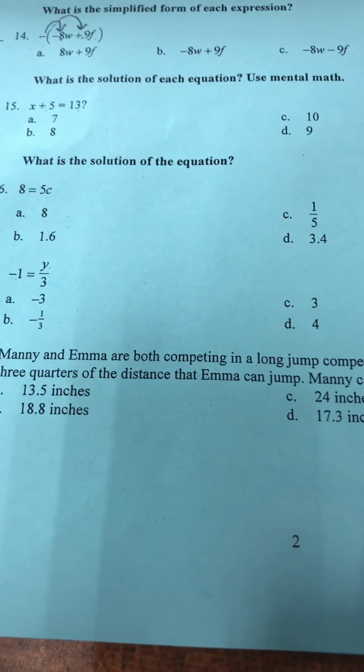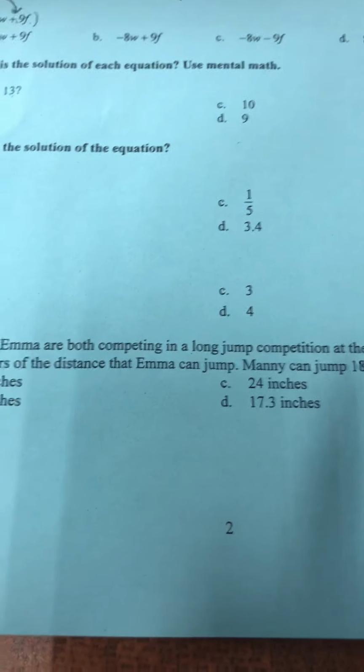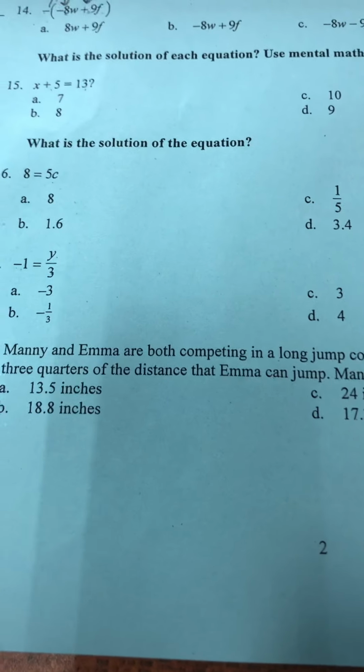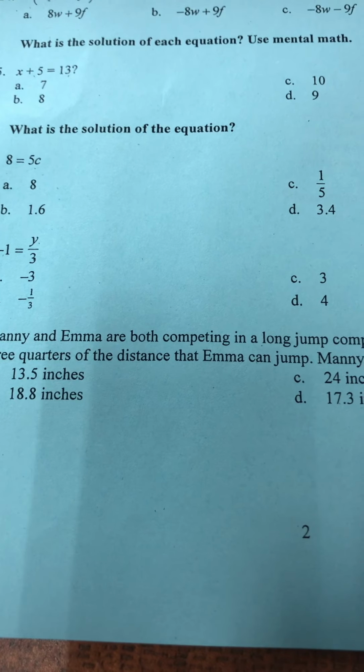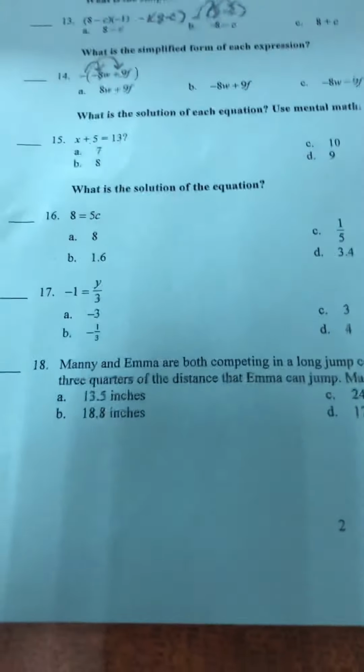So the answer would be more than 18, because he can only jump 3/4 of the distance, or 75% of what Emma could jump. So A, B, C, or D there.